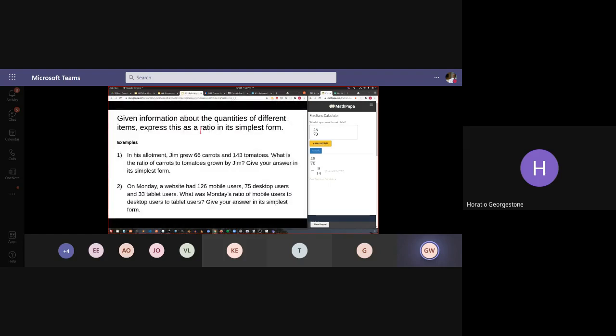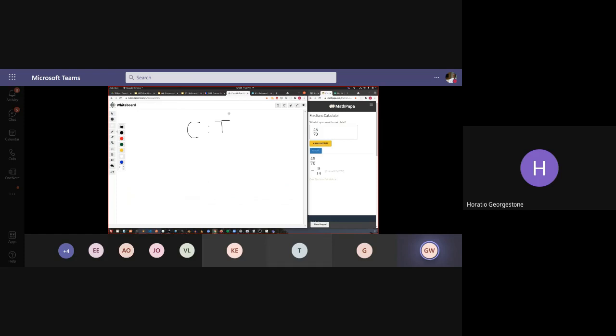So we've got the numbers here: 66 carrots, 143 tomatoes. So we can write that underneath. I like to kind of line them up like this. It makes it really clear. So we already know how to simplify. Because there's only 2 parts to it, we can just use the calculator and we get 6 to 13, and that's the answer.